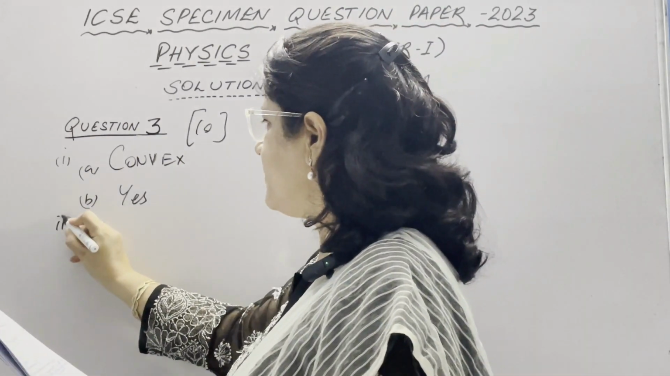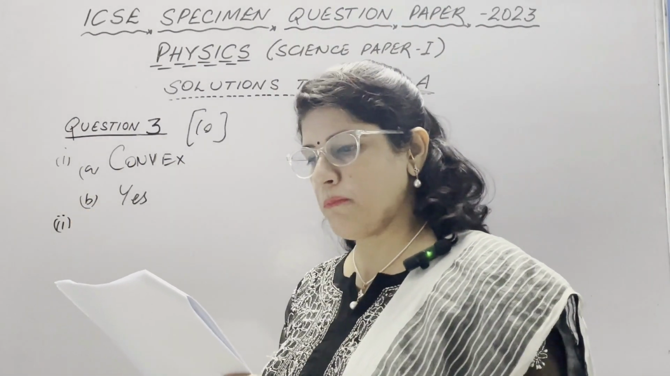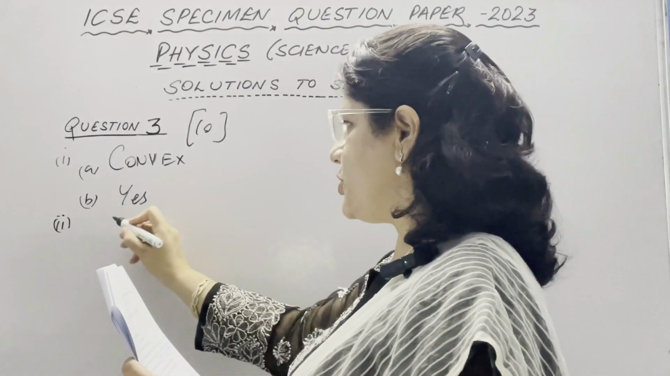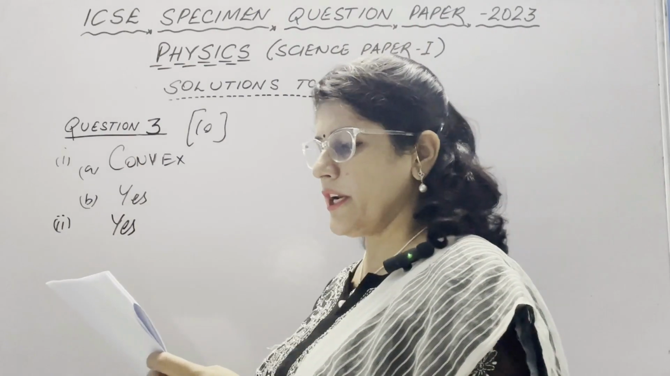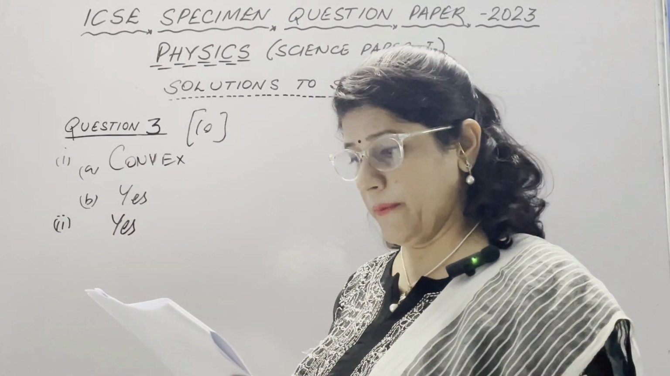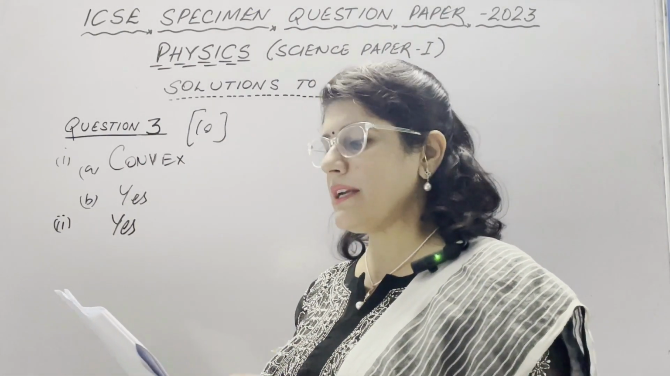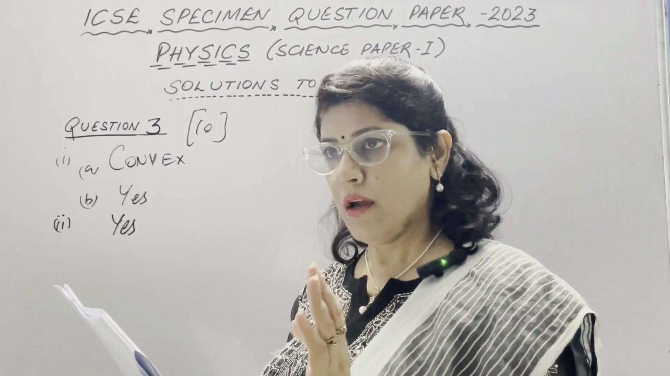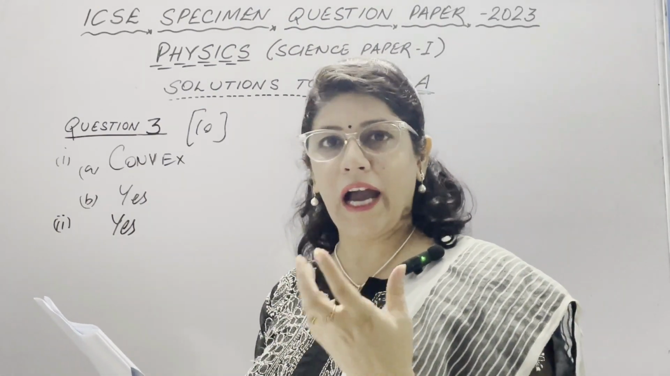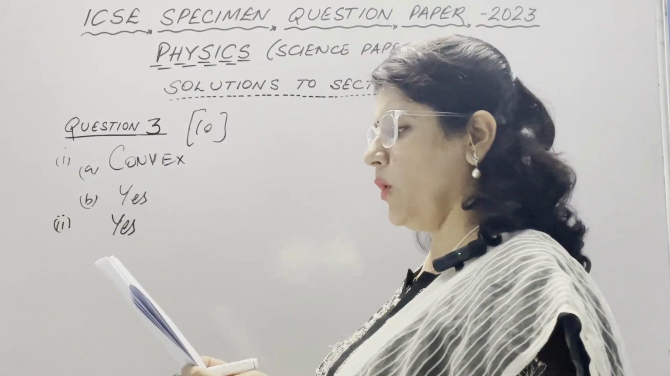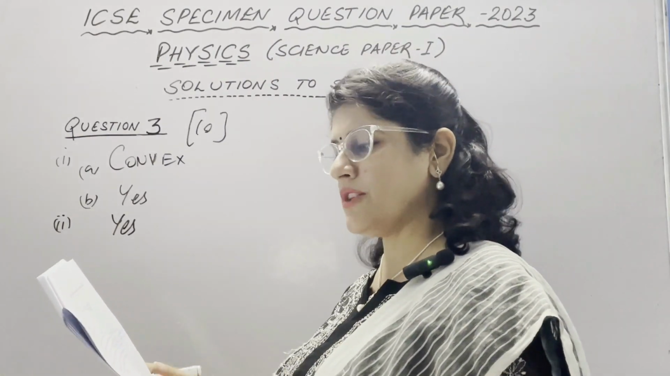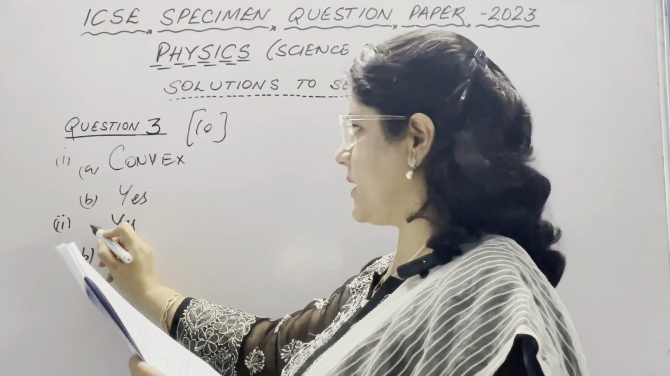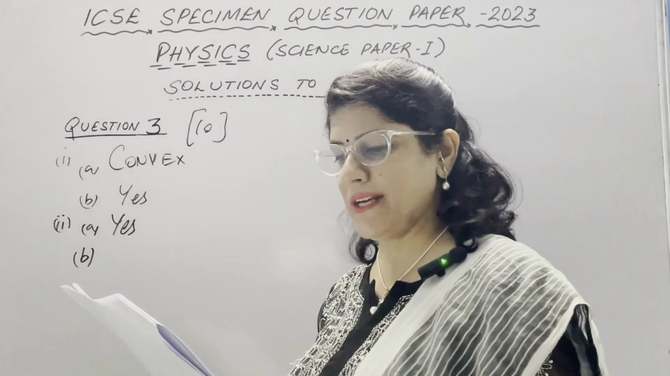In second part, is it possible to switch off an appliance by placing the switch in a neutral wire? Yes, it is possible that we can place the switch in neutral wire, but it is deceptive. It is dangerous for us to touch such a switch because it is connected to the live potential. It means high potential, 220 volt. So, it is not safe for us to touch such a switch. But the purpose of switch is served in this case. So, we need to write yes here.